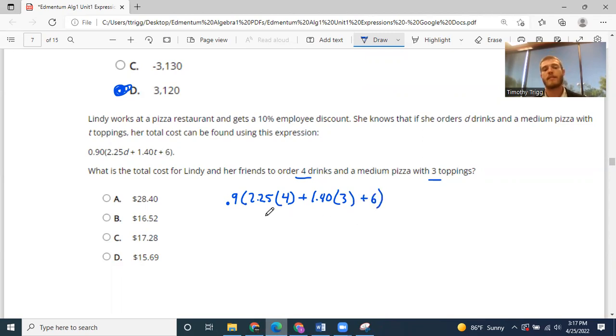Okay, so here we have parentheses, inner parentheses. Just do the order of operations within this parentheses. So we want to multiply first. So 2.25 times 4 is 9. 1.4 times 3 is 4.2. Then plus 6. Okay. Go ahead and add these together in the parentheses and then multiply by 0.9 to get your answer.